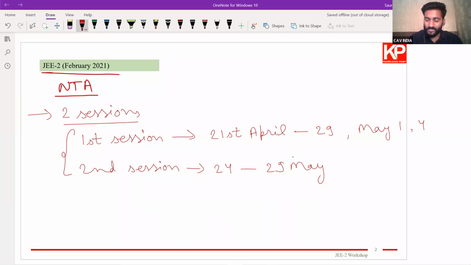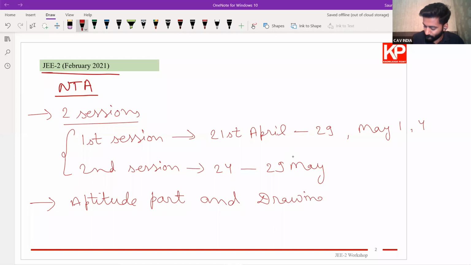And in today's session, as you all must be aware, there are 3 parts. We'll also discuss that in the subsequent slides. That is, in JEE paper 2, there is aptitude part, maths part, and drawing part. So I'll discuss the aptitude part and the drawing part with you. And for the maths part, we have another faculty who will join us in the second half of it.